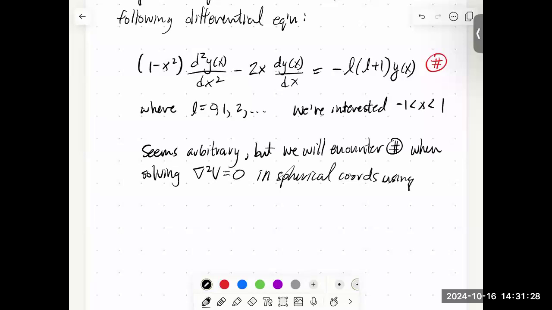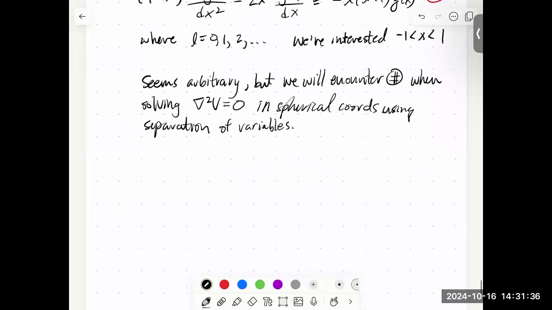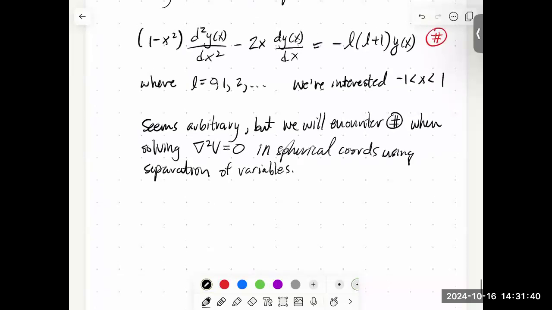Using separation of variables. Okay, you also see it in quantum mechanics. All right, let's just confirm that the first few polynomials actually do solve this differential equation.